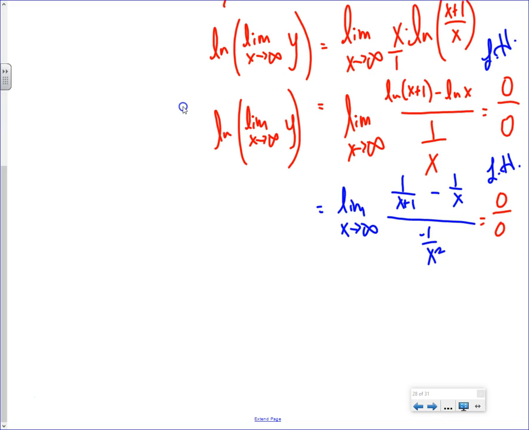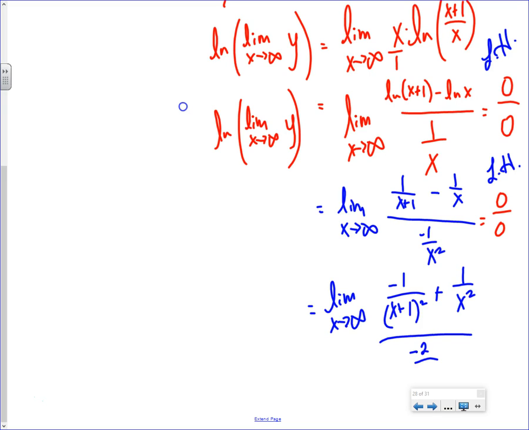Is this going to be impossible? What does it go again? That would be negative 1 over x plus 1 quantity squared plus 1 over x squared, all over negative 2 all over x cubed. Does that seem to be going well? No.